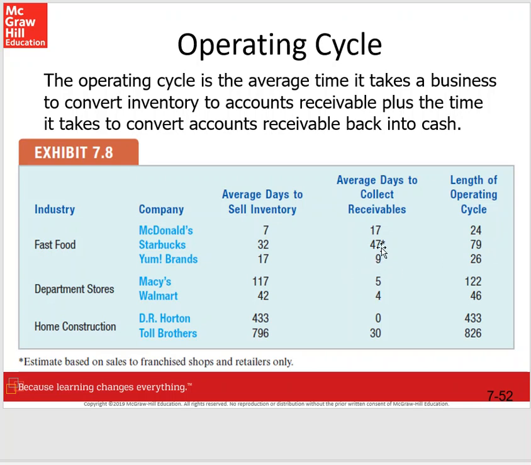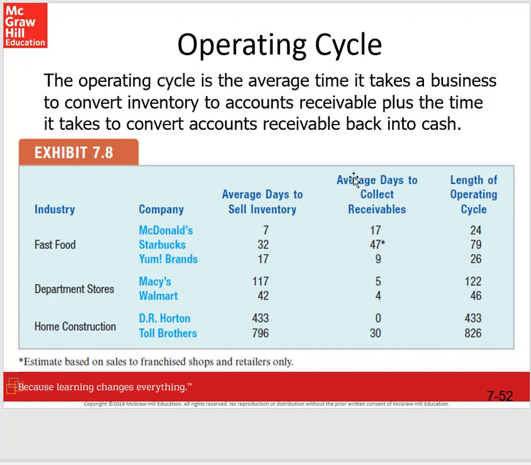Wait, what? McDonald's isn't going to let me buy on account. I have to pay for the cheeseburger right then. I don't know anybody that has a tab at McDonald's that they're going to pay later. That doesn't make any sense to me. Same with Starbucks, 47 days. My latte's been sitting on the counter for 32 days waiting for me, and then I'm going to take 47 days to pay it? That doesn't make sense.